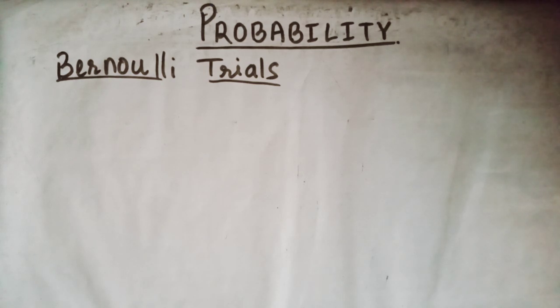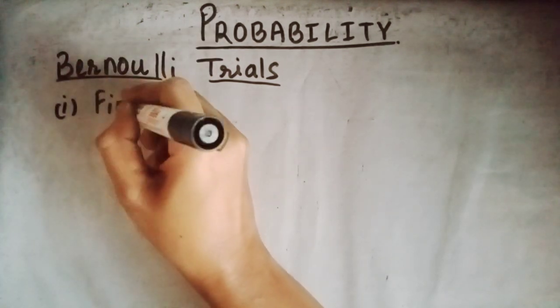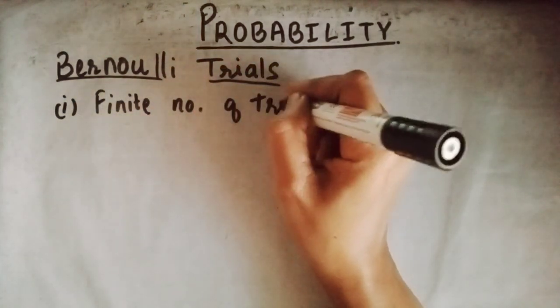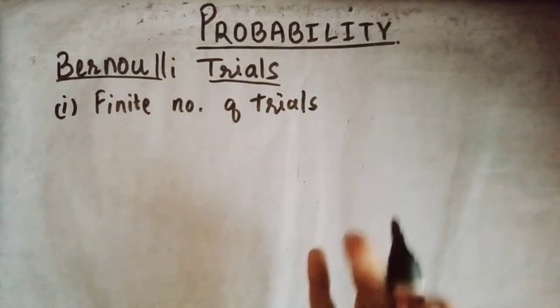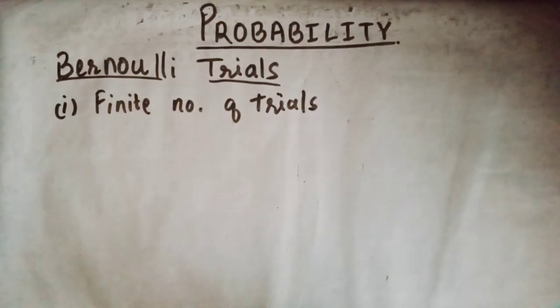So the first condition is that there should be a finite number of trials. That is, if we are tossing a coin, then it can be for 3 times or 4 times or 10 times, not infinite times. It can be n times, and n can be anything, 1, 2, 3, 4. So it should be a finite number of trials.